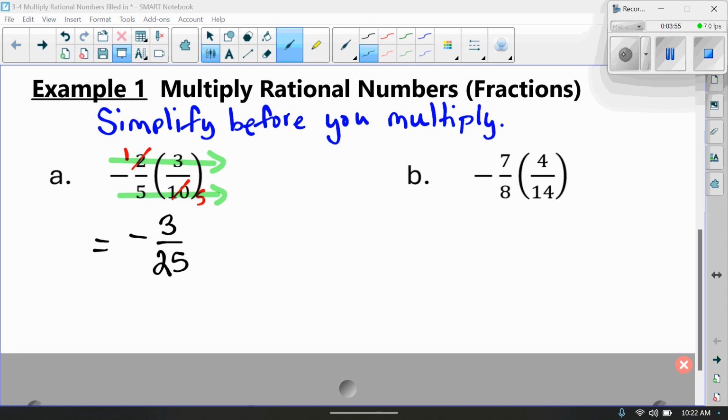So for example B, what's the sign going to be? Positive or negative? It's going to be negative because different signs, negative. So let's just go ahead and write negative down here. Okay? Now, is there anything I can simplify? What can I divide into 7 and 14? 7, right? So let's divide. 7 divided by 7 is? Anything divided by itself is 1. So 7 divided by 7 is 1. And 14 divided by 7 is?